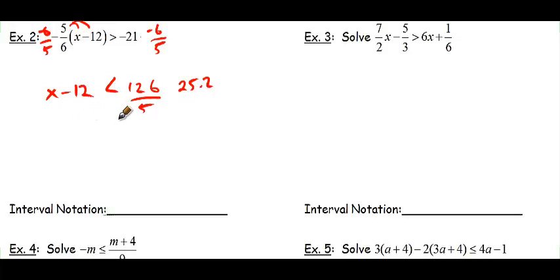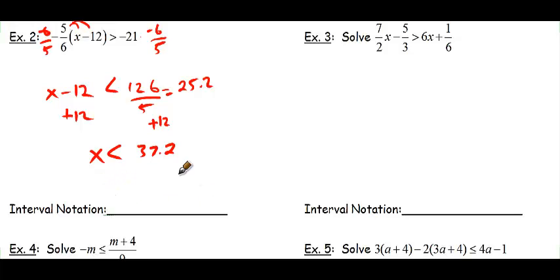So we solve it just like we do any normal equation. We add the 12 over, we add the 12 over. If you wanted to do this as fractions, you're going to have a little bit of trouble because you have to come to a common denominator. But if you use the decimal, then it's a whole lot easier. So x is going to be less than, well, 25.2 plus 12 would be 37.2.